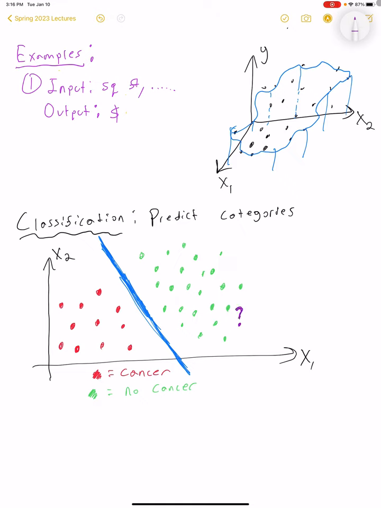What do y'all think we would predict this person as? Right, so predict as no cancer. And similarly, if we get someone falling here, we predict them to be in the cancer group. So that is essentially what classification is.